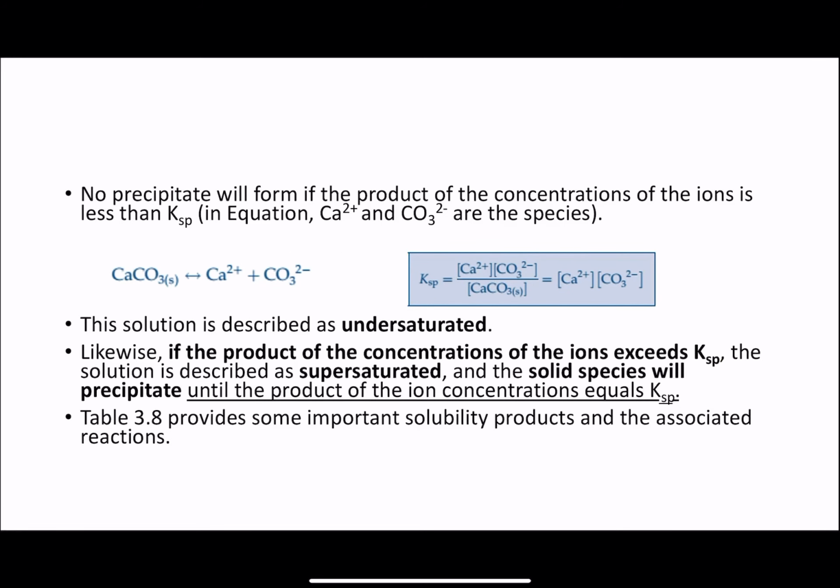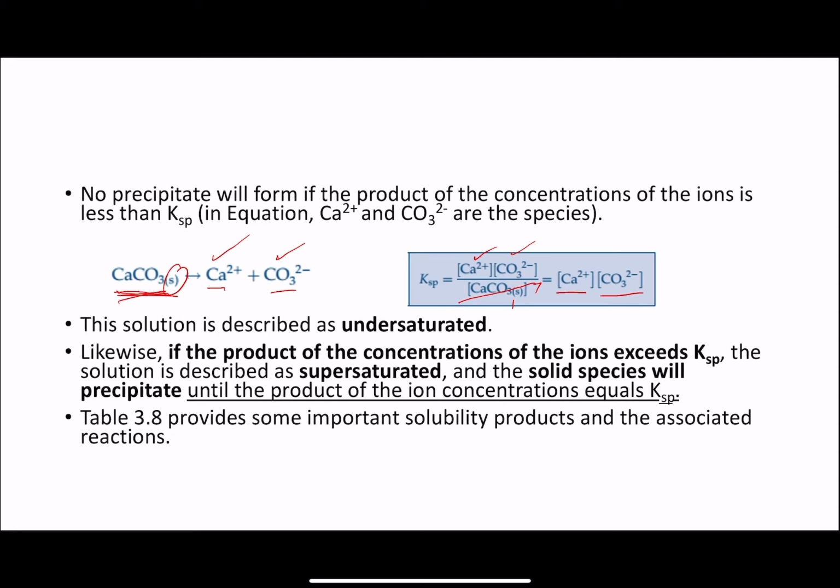Let's see. CaCO3 solids dissociating to calcium and carbonate. So KSP of this is equal to Ca2+ times CO3 2-, okay, over CaCO3 solids. CaCO3 solids is 1, since for solids we don't include them in KSP. So Ca2+ and CO3 2-.